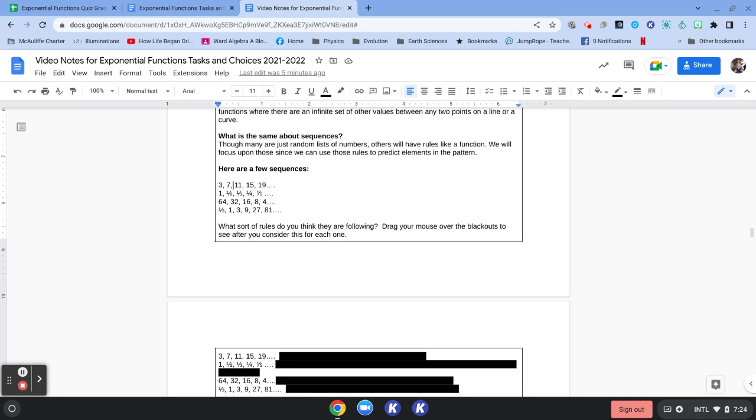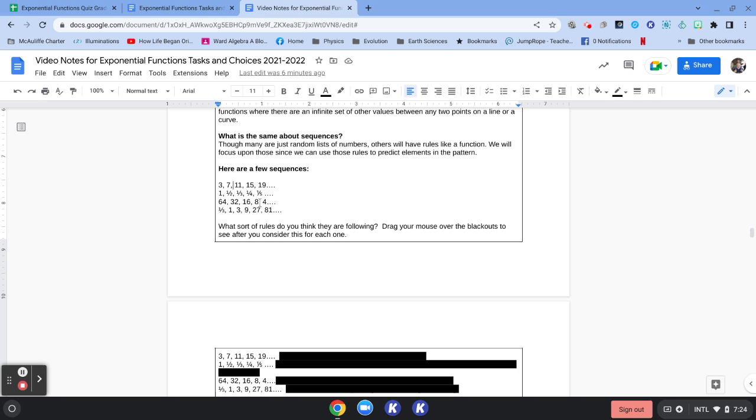If we instead were to divide, you could compare by dividing instead of subtracting. 32 divided by 64 is 1/2. 16 divided by 32 is 16 32nds, which is 1/2. 8/16 is 1/2. 4/8 is 1/2. Or you might have thought about it going the other way. What do I do to 64 to get to 32? I halve it. I halve 32 to get 16.